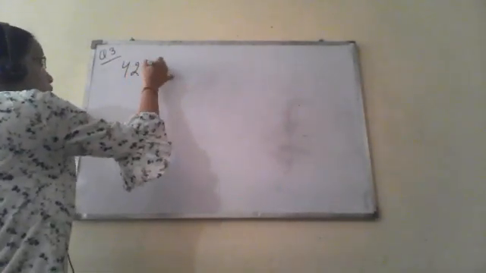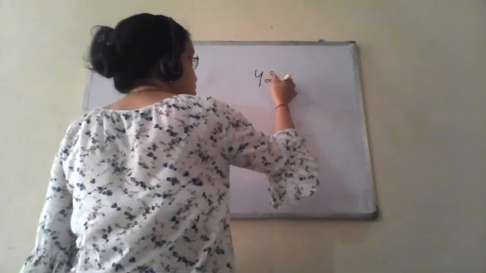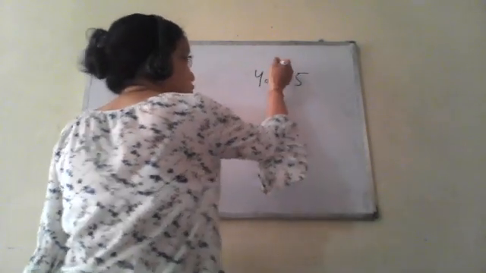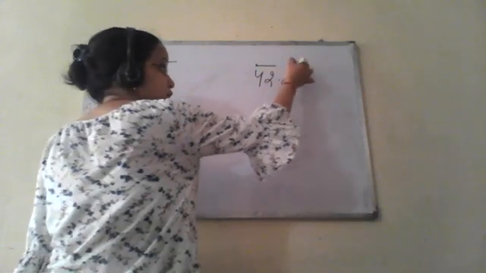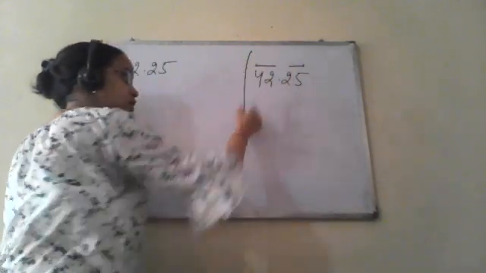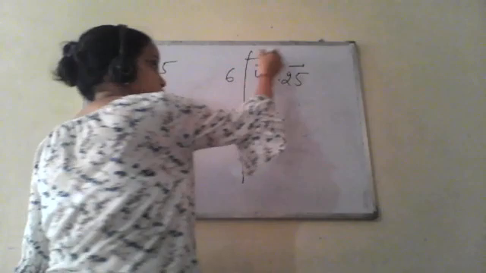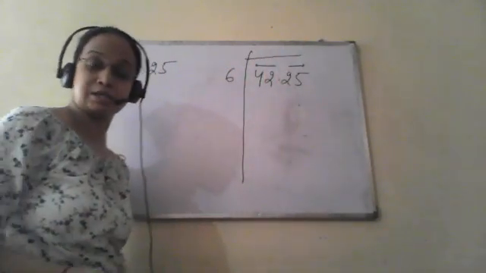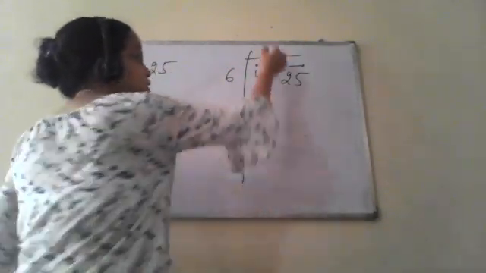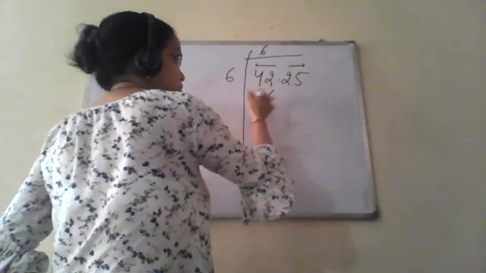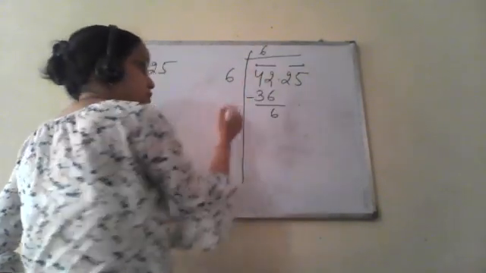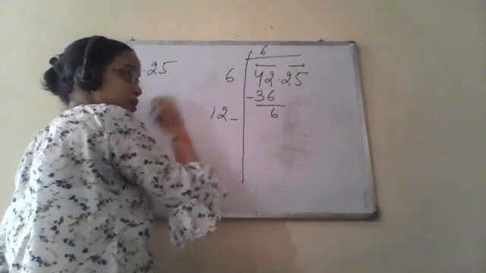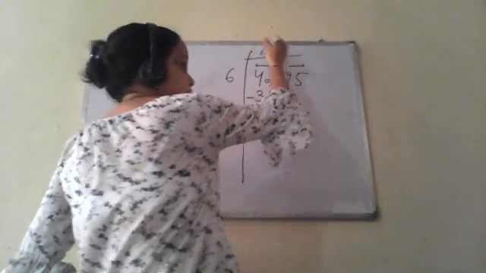Next part is 42.25. So first this direction and this direction. Okay, so we will write 6 because the square of 6 is 36 and the next number is 7 whose square is 49. So this is 36. We will get 6 as remainder. Double of 6 is 12. We will write here. Put a blank. We will write the decimal here.